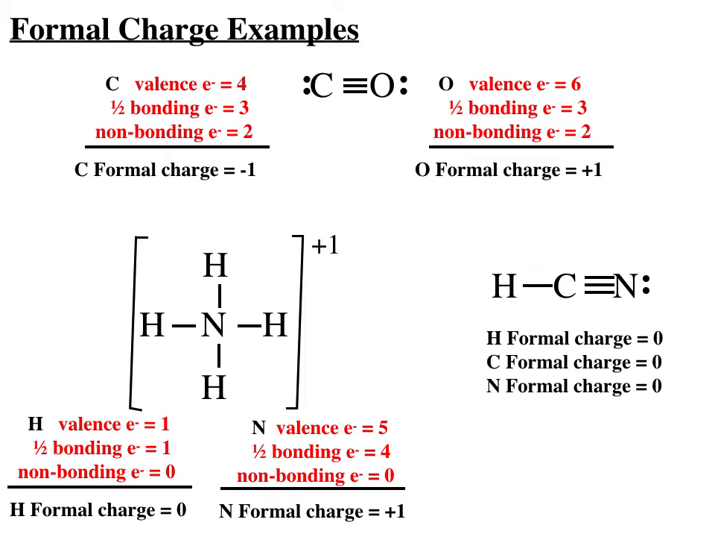Now let's do the formal charge on the nitrogen. It begins with 5 valence electrons. Take off half the bonding electrons. That's 1 from each bond, or 4. It has no non-bonding electrons on it. So I take 5 minus 4. I get +1. So each hydrogen has a formal charge of 0. The nitrogen has a formal charge of +1.